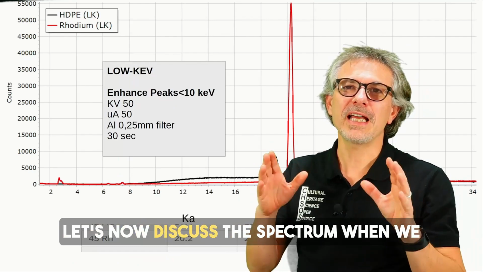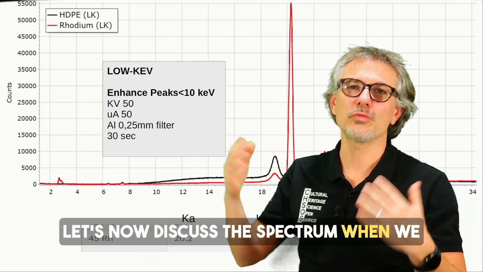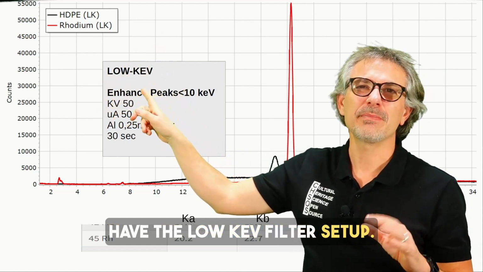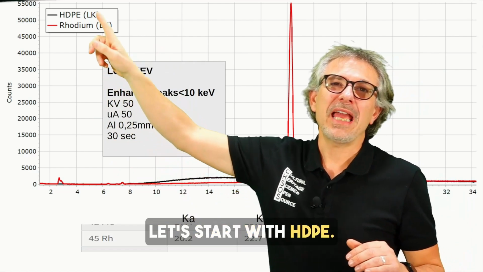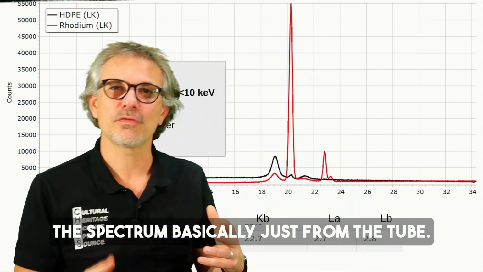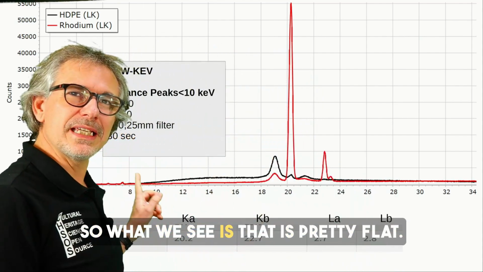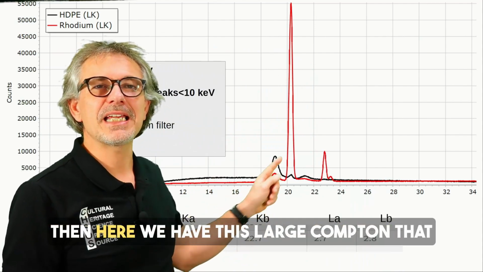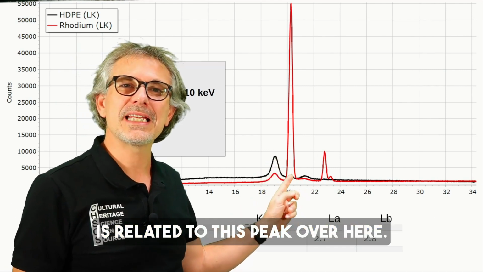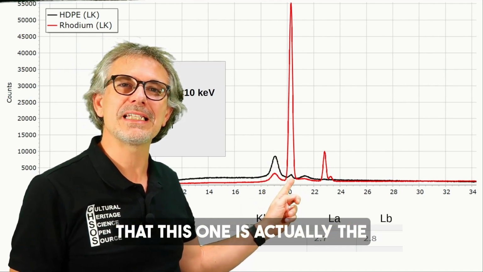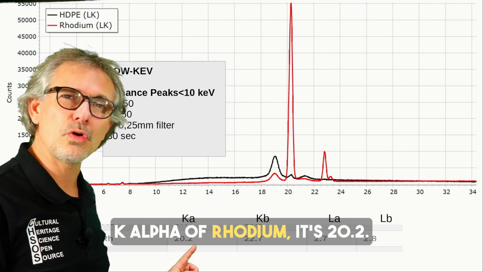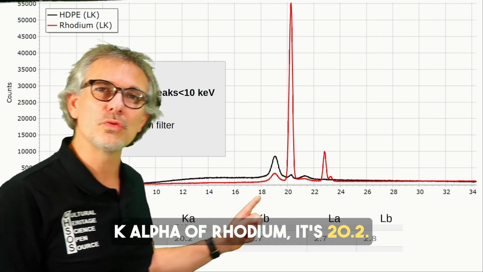Let's now discuss the spectrum when we have the low keV filter setup. Let's start with the HDPE, the spectrum basically just from the tube. So what we see is that it is pretty flat. Then here we have this large Compton that is related to this peak over here, which is actually the K alpha of rhodium, 20.2.